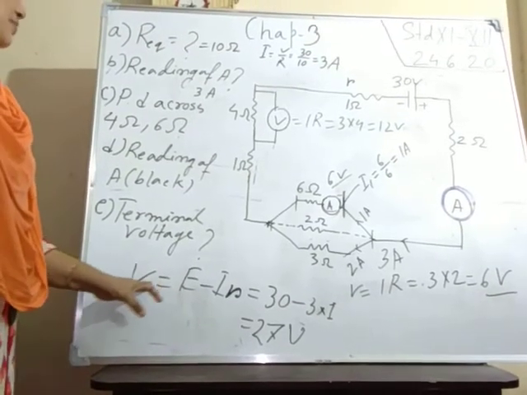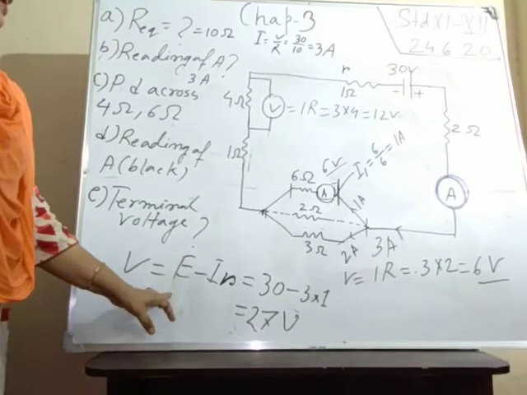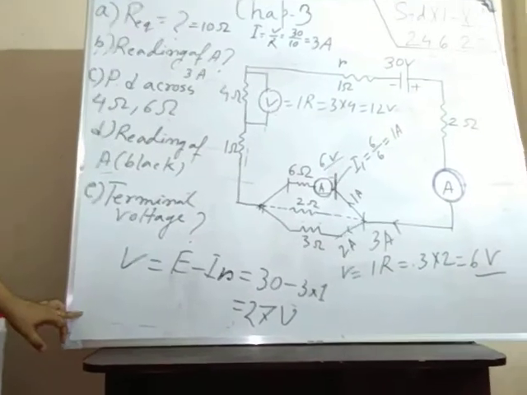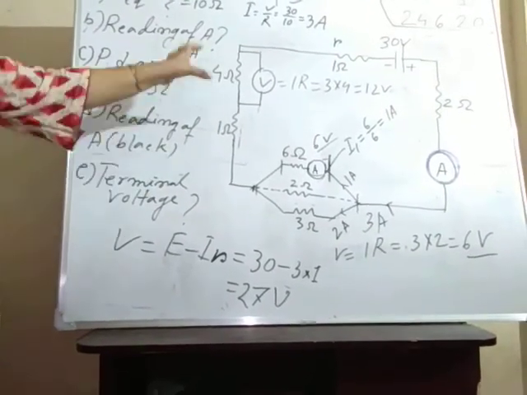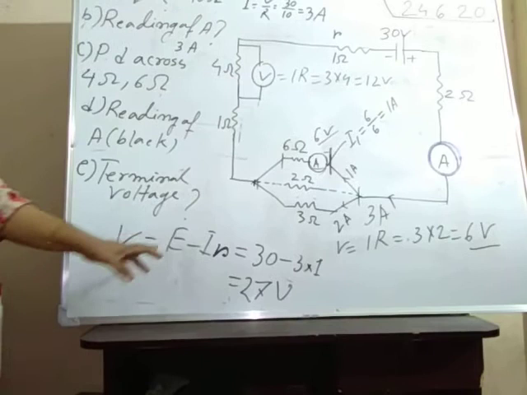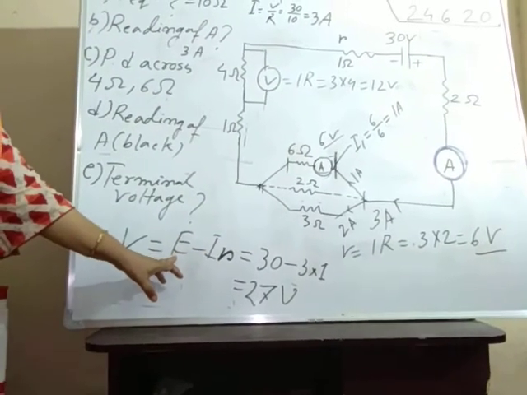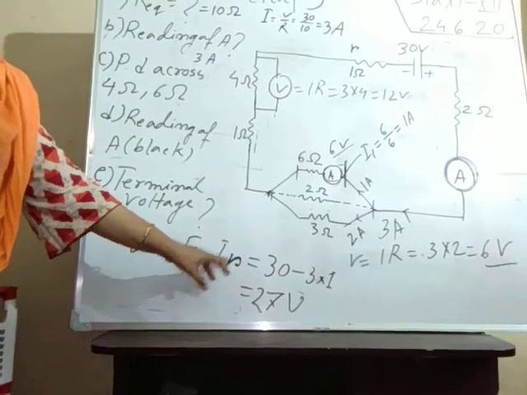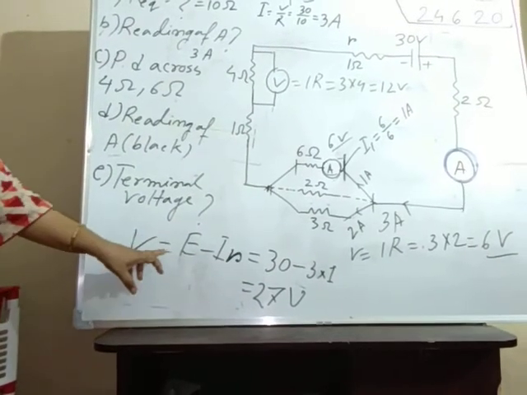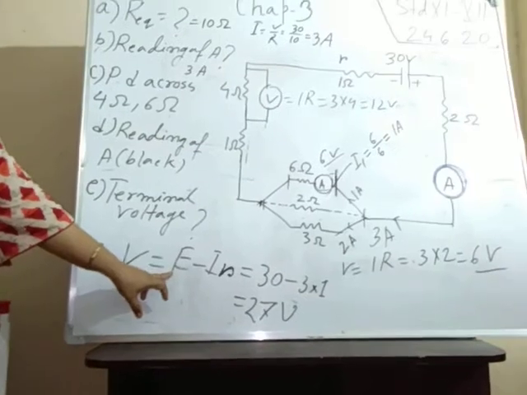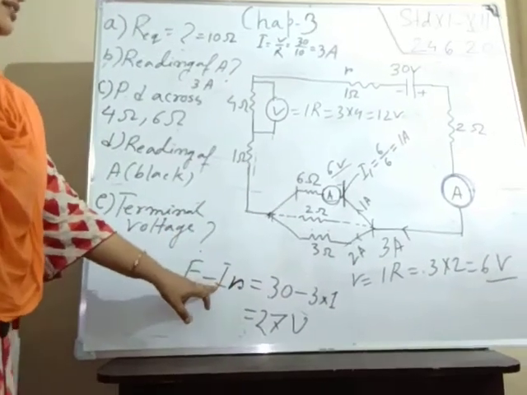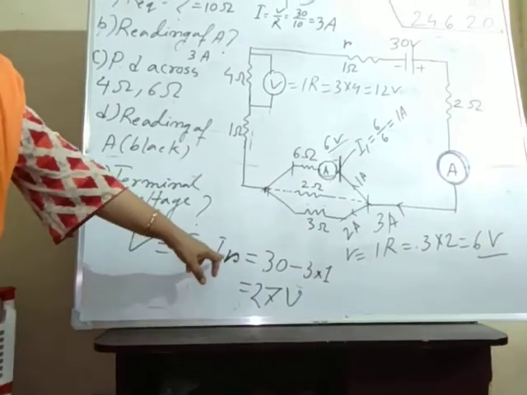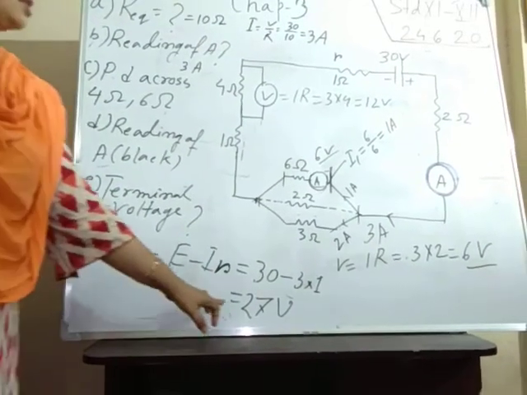So previously I have shown you V equal to E minus Ir. So here V is the terminal voltage, that is voltage across the external resistance, and E is the EMF, and Ir, that is the voltage drop across the internal resistance. So here E is the electromotive force of the cell, that is 30 volt, and I is 3 ampere, and r, that is small r, is 1 ohm. So I get terminal voltage is 27 volt.